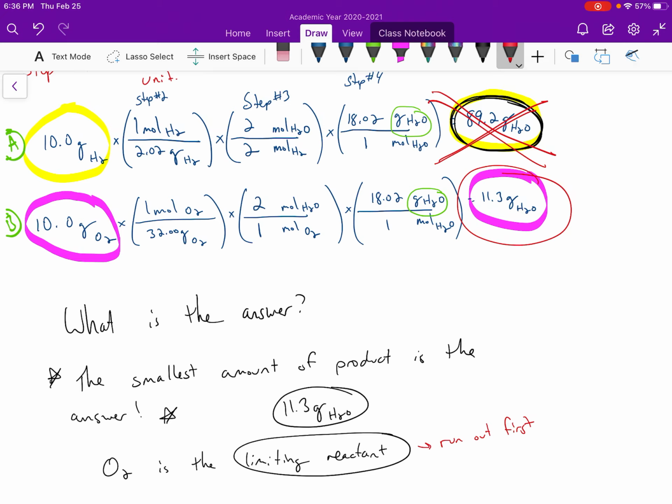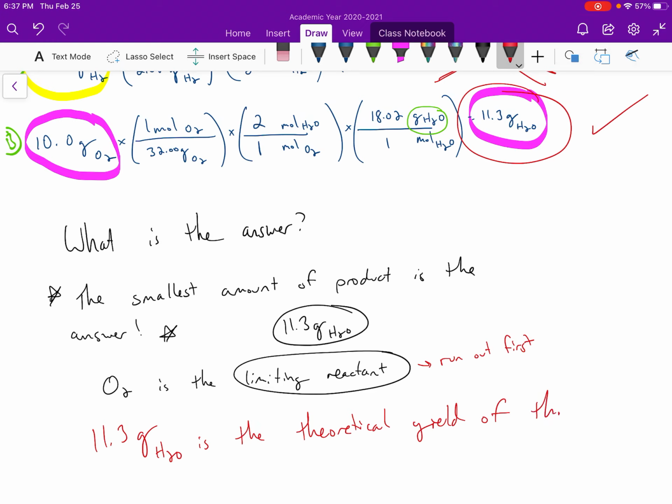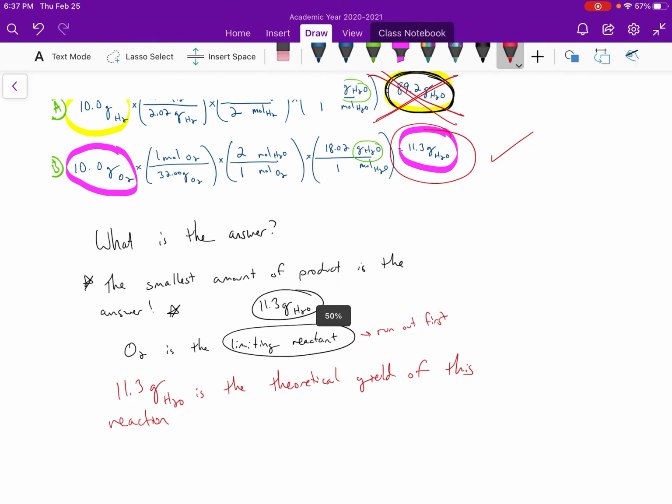So whenever you're given multiple amounts of multiple reactants, you got to say which one's going to run out first. And the easiest way to do this is simply just to run through the math for both of them and pick the smaller number and say, yeah, that's got to be it, okay? And so what we call this is 11.3 grams of H2O is the theoretical yield of this reaction. Theoretical meaning perfect world laboratory setting, okay?